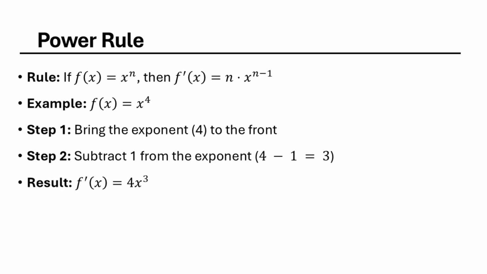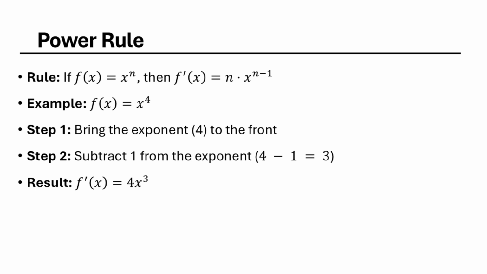Next, we move to the power rule, which is the workhorse of calculus. This rule applies to functions where x is raised to a power, such as f of x equals x to the power of n. To find the derivative, you take the exponent n, bring it down to the front as a multiplier, and then reduce the original exponent by 1. The formula is f prime of x equals n times x to the power of n minus 1.